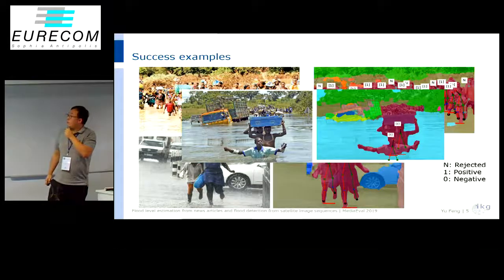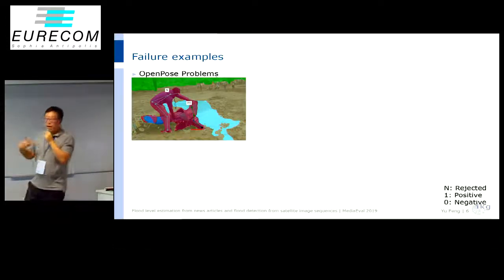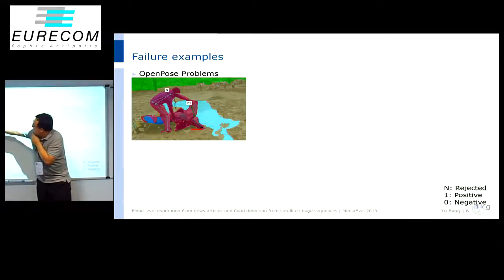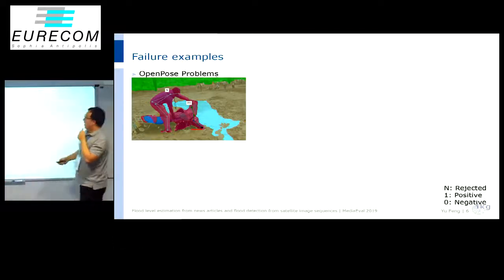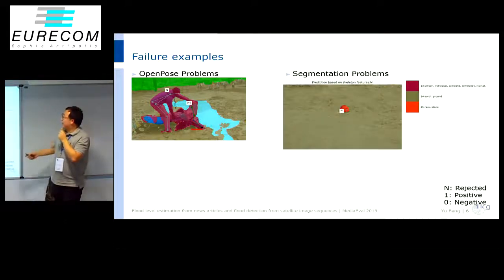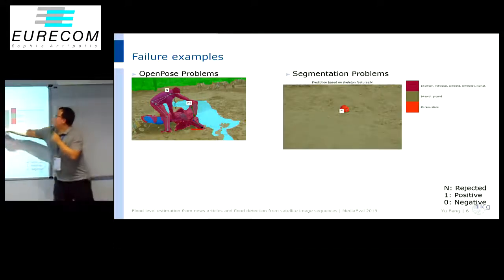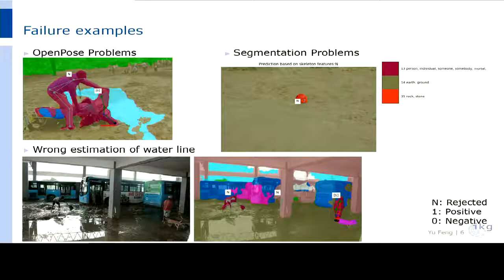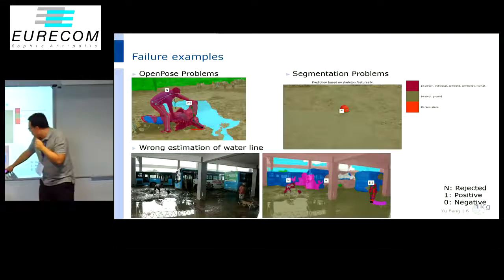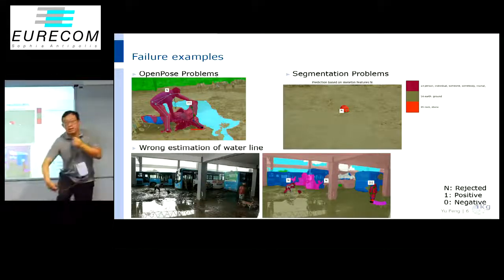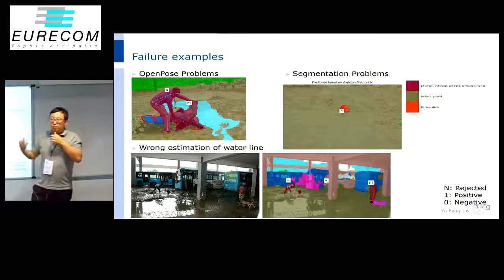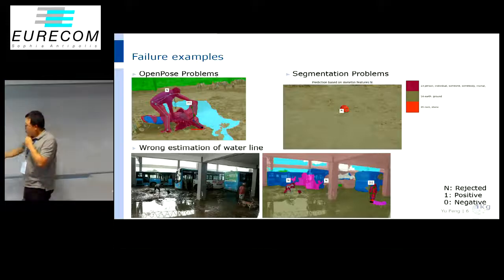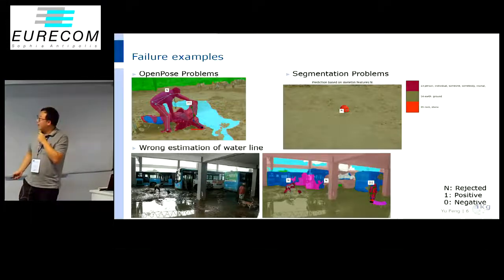We still have some failed cases. For example, we may have OpenPose problems: OpenPose detects a skeleton on this motorcycle. We also have cases where the segmentation is wrong, saying this is a stone. We may also have wrong estimation of the water line because there is a small vehicle just in front of the person. It works relatively well if it is in front of a car, but a small car is very problematic.